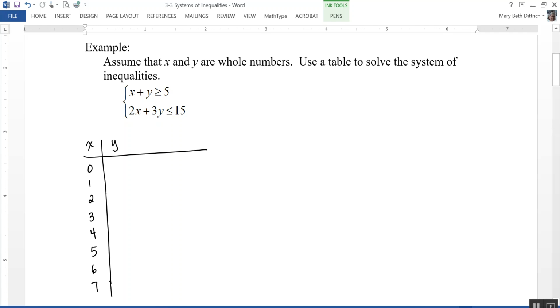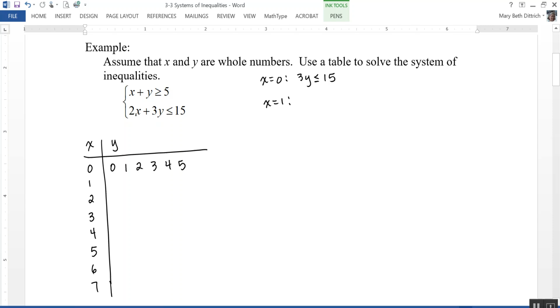So when I plug in 0 for x, what are the values of y that are possible? When x is 0, that term goes away, and I just have 3y is less than or equal to 15. So what can y be? Y can be 0, 1, 2, 3, 4, or 5. It can't be 6 because that would give me 18, which is not less than or equal to 15. And we continue through and do that with every other number.